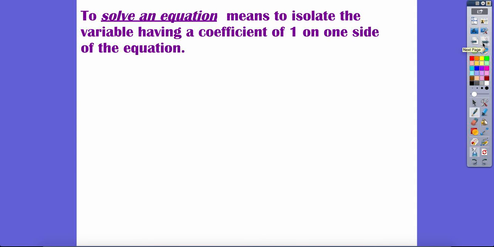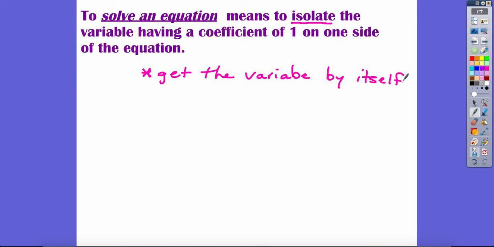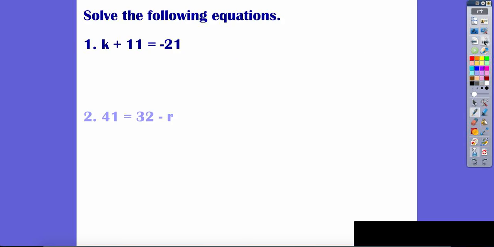To solve an equation means to isolate, and that's the key word, isolate the variable, having a coefficient of 1 on one side of the equation. So what we're trying to do is get the variable by itself. That's what isolate means. And to do that for these problems, we are either adding a number to both sides of the equation or we're subtracting it from both sides of the equation. So a couple of examples here, and then I will let you have a few to practice on your own.